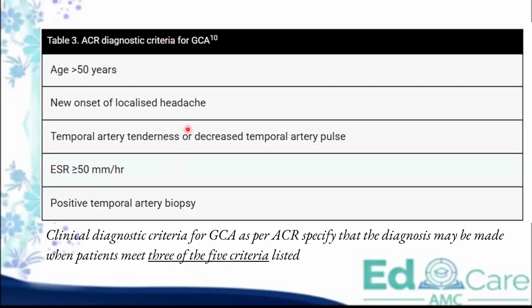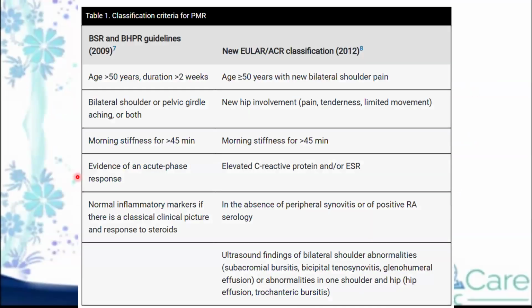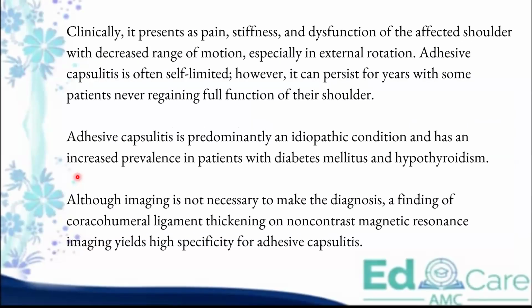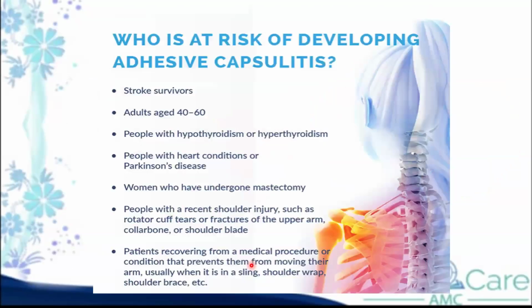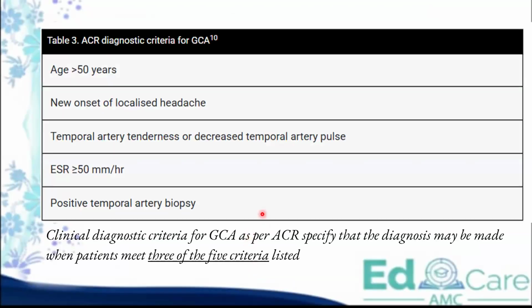New onset of localized headache. So they will say a patient with polymyalgia rheumatica comes to you with a headache, right? Temporal artery tenderness, decreased temporal artery pulse, and ESR is 50 or more, right? So in polymyalgia rheumatica, if you remember, ESR is higher than 40. That is one of their criteria. But when it's giant cell arteritis, ESR is 50 or more, right? And a positive temporal artery biopsy, that is diagnostic, right?